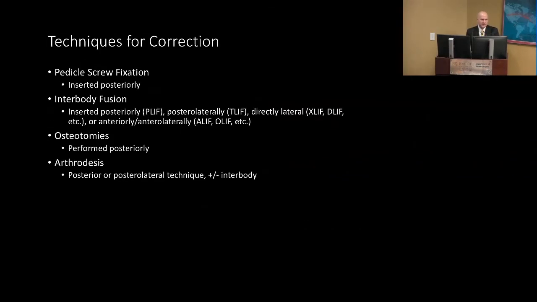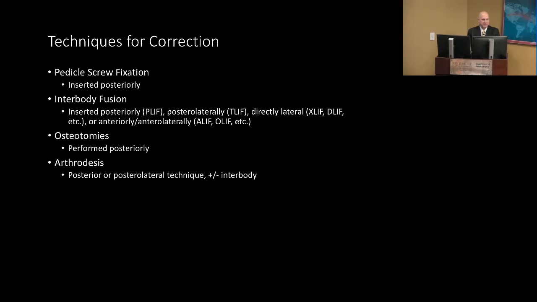Yeah. So what are the techniques that are bread and butter skills for adult deformity correction? Pedicle screw fixation, inserted posteriorly, as you guys know, and for the junior residents you'll get to see sometime. Interbody fusion, whether you insert the interbody posteriorly, posterolaterally, directly lateral, or anterolaterally, all are very powerful techniques for deformity correction.